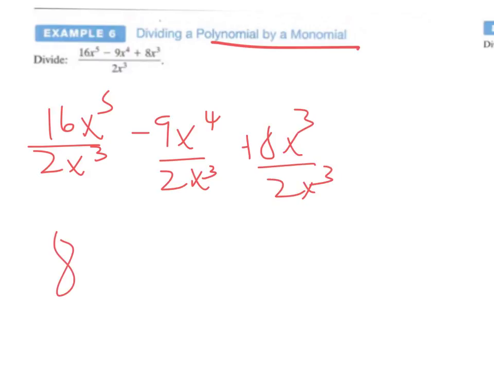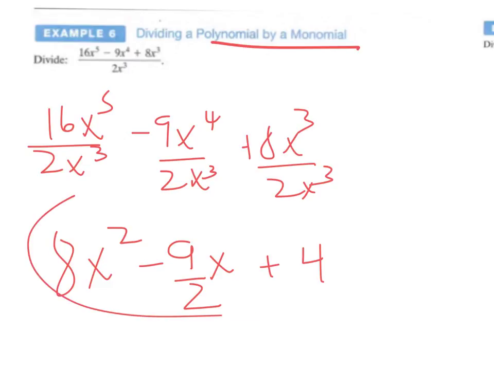This is 8, and I subtract my variables, 2. This is still a fraction, so I'm going to leave it as a fraction because it doesn't go in evenly, but I have x to the 1st power. And then this last one divided does come out evenly, but we also get x to the 0, which is just 1, so there's my answer.